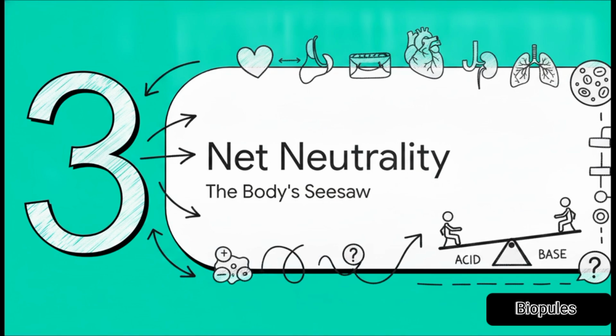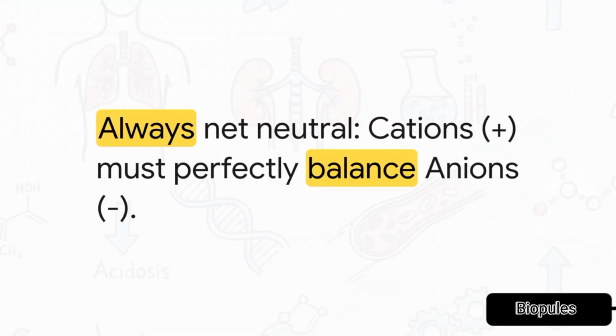That brings us to Section 3, the net neutrality principle, the body's seesaw. To track down our culprit, we have to look at a fundamental rule of human physiology. The body is an absolute constant balancing act. Think of it like a physiological seesaw where positively charged cations and negatively charged anions absolutely must perfectly cancel each other out. Your blood plasma is virtually always net neutral. If a positive charge enters, a negative one has to balance it, or another positive one has to leave. It's a strict law of nature, and it's the entire foundation for our next investigative tool.